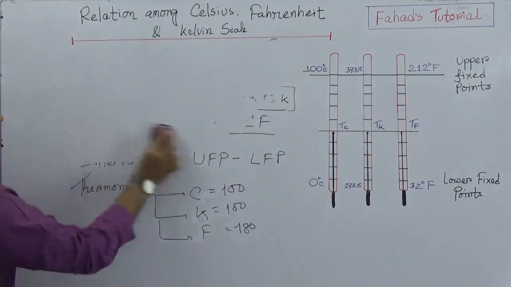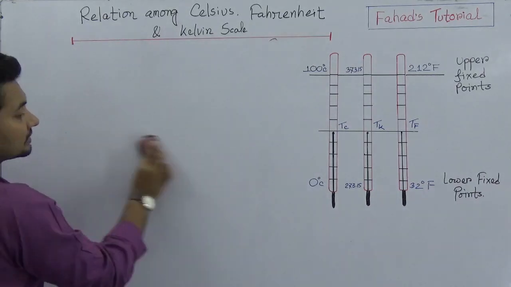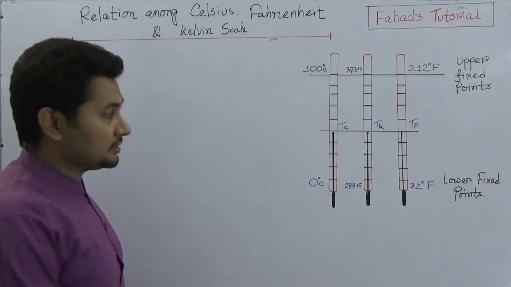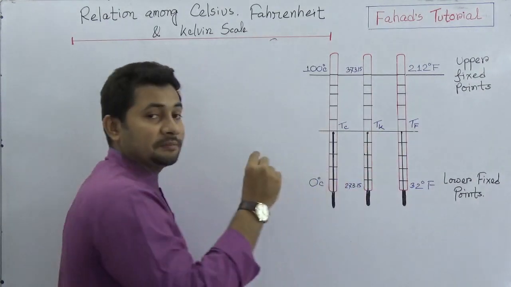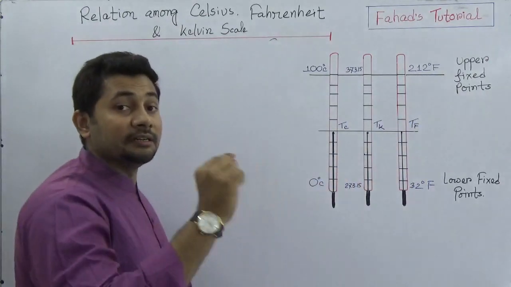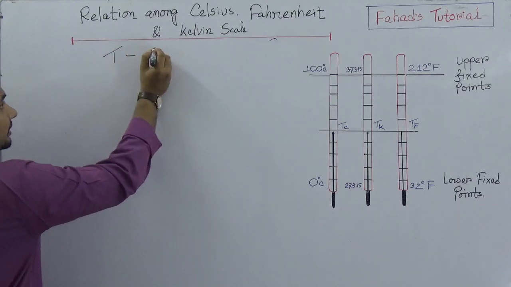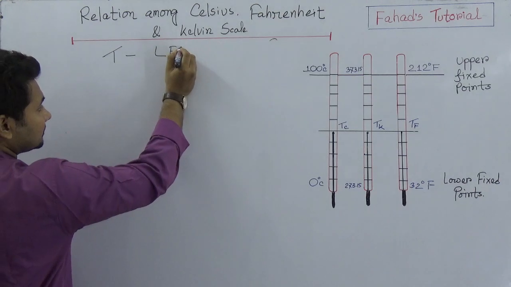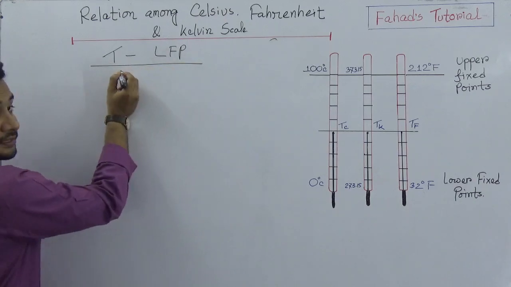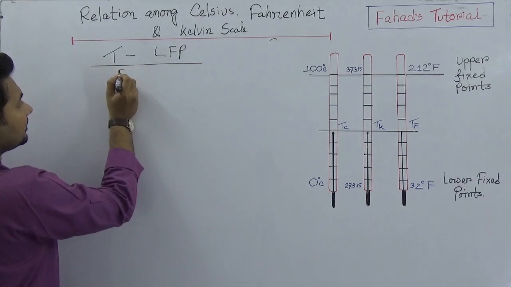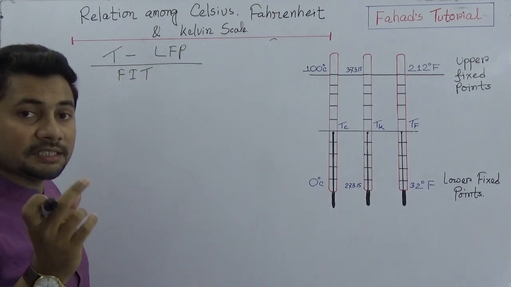In this case, we must know that there is a standard process for establishing the relationship. We will express the temperature in Celsius as Tc, the temperature in Kelvin as Tk, and the temperature in Fahrenheit as Tf. So the equation is: temperature minus the lower fixed point, divided by the fundamental interval of the thermometer. This is the standard equation.